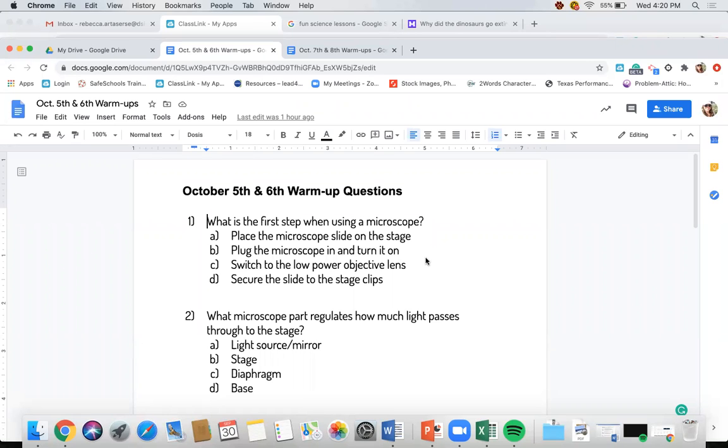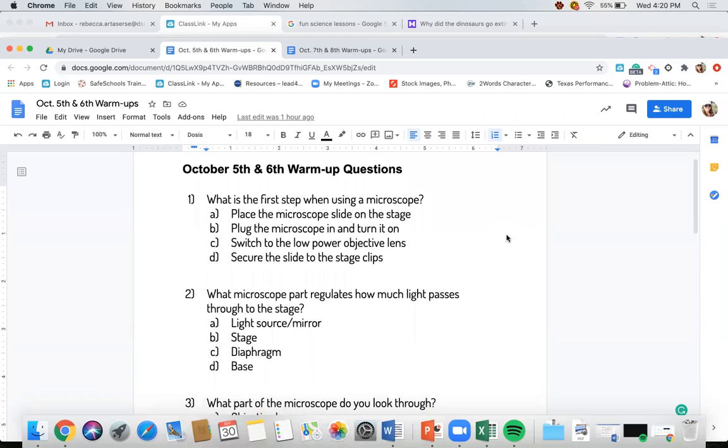All right, so we are going to go over the warm-up questions for the week of October 5th through October 8th. Question number 1 says, what is the first step when using a microscope? So A says, place the microscope slide on the stage. That is not the first step, because there are other steps that we have to do before that, before we even get to looking at the image. So A is not correct.